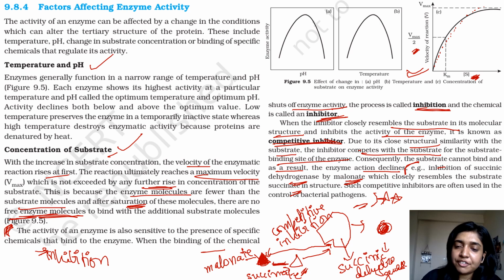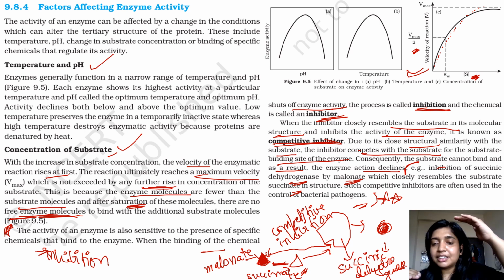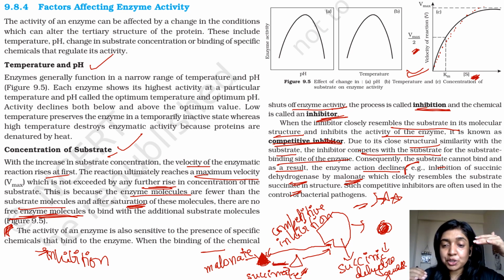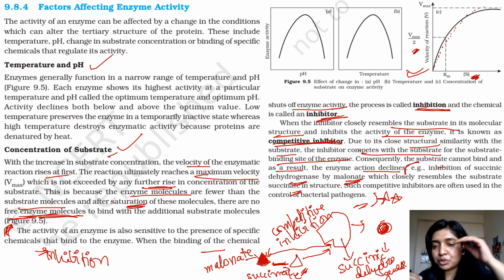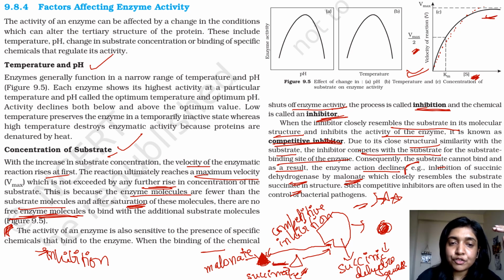So what happens in competitive inhibition? If you give a lot of the original substrate, which is succinate, since the amount of succinate increases compared to the malonate, which was the inhibitor, the substrate will eventually win, and it will be able to bind to the enzyme and get converted to the product. So in case of competitive inhibition, if you increase the amount of substrate, you can again reach your Vmax. I'll just write it in the next slide.